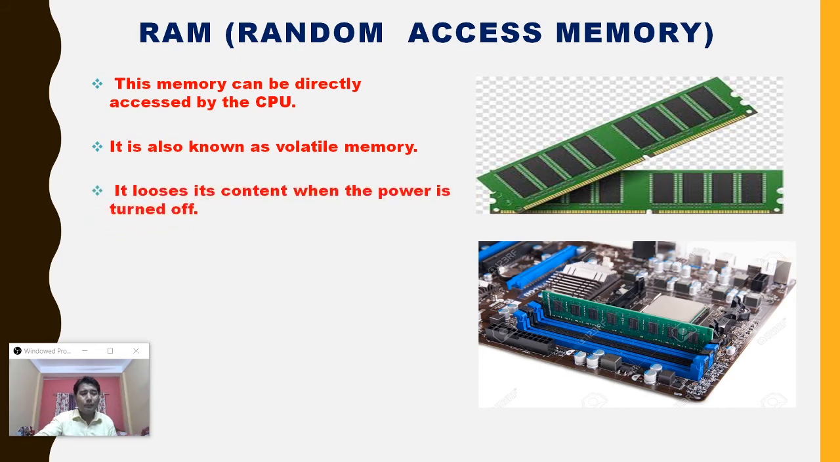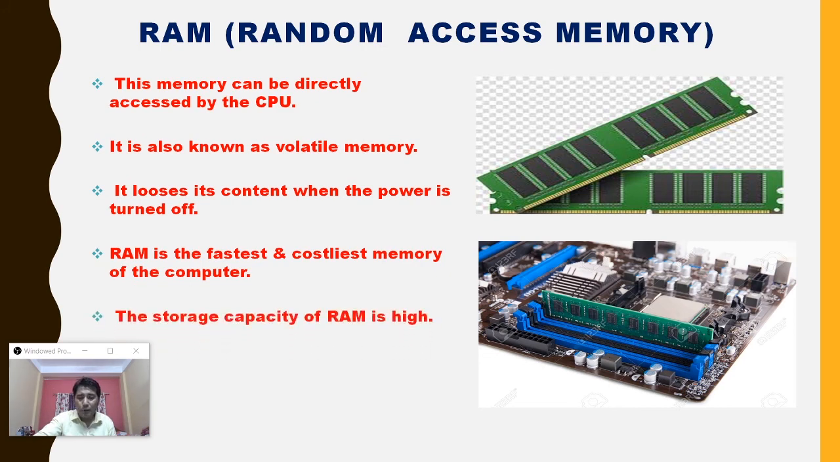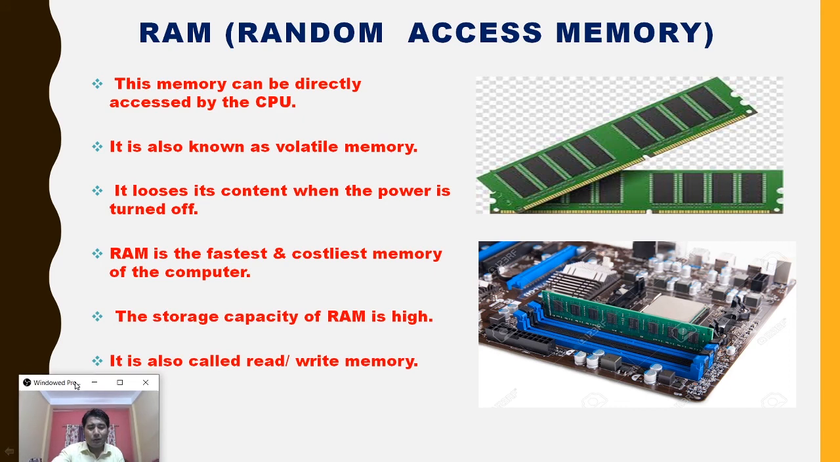Why volatile memory? Because it loses its content when the power is turned off. Means the data are stored in the RAM as long as we are working on the RAM. Once we turn off the machine or the power, the data that are stored in the RAM are lost. RAM is the fastest and costliest memory of a computer. The storage capacity of the RAM is high. We can also call it a read-write memory because in this memory we can read as well as write.